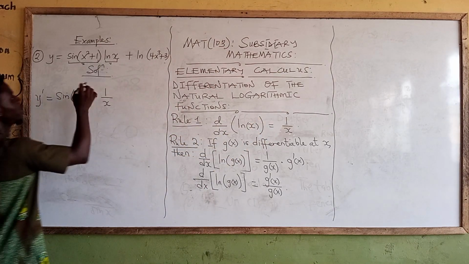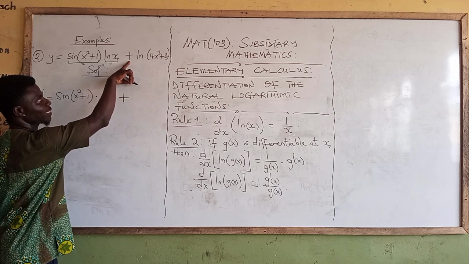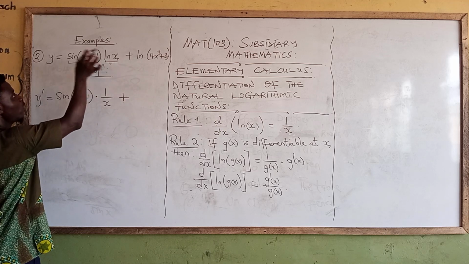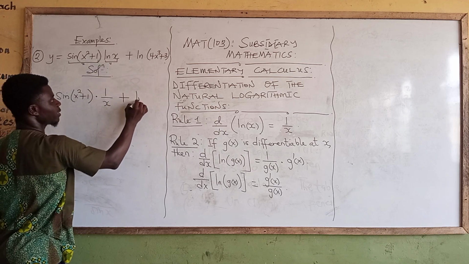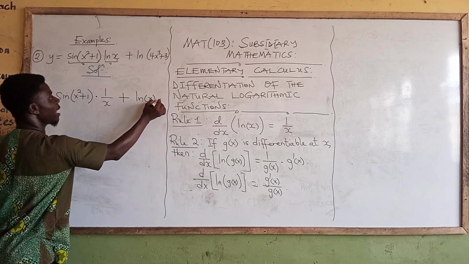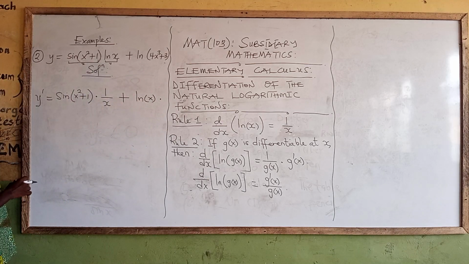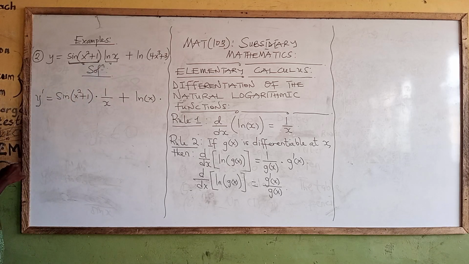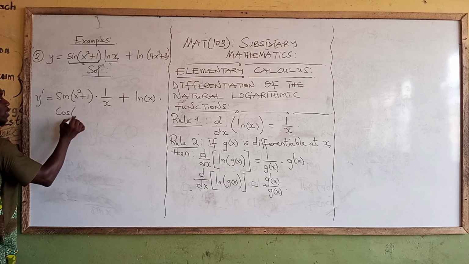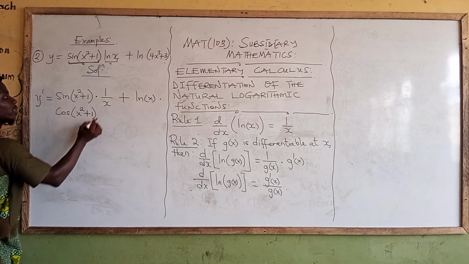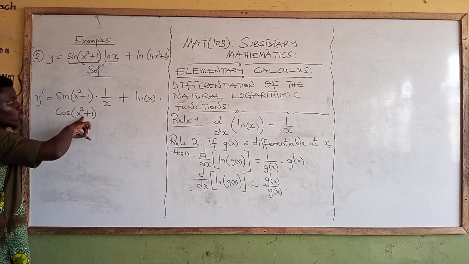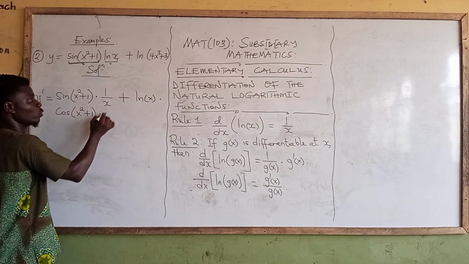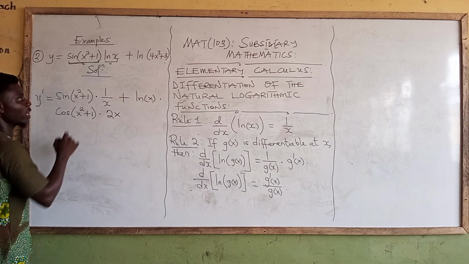x. Then plus, not this plus, our product rule, plus, there's a plus inside. So plus, we hold what? ln x, that's constant, then times we differentiate sine of x squared plus 1. When you differentiate sine of x squared plus 1, you get cos of x squared plus 1, then times the derivative of the expression inside the bracket. The derivative of the expression inside the bracket is what? 2x. Right, so we have 2x here.